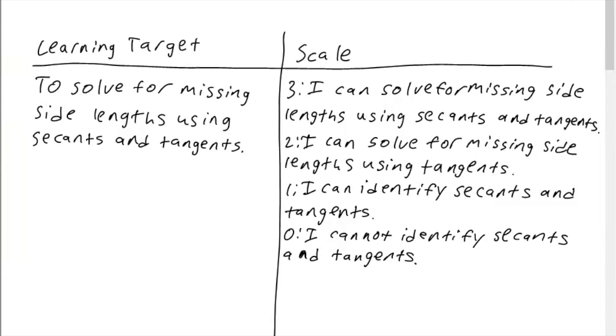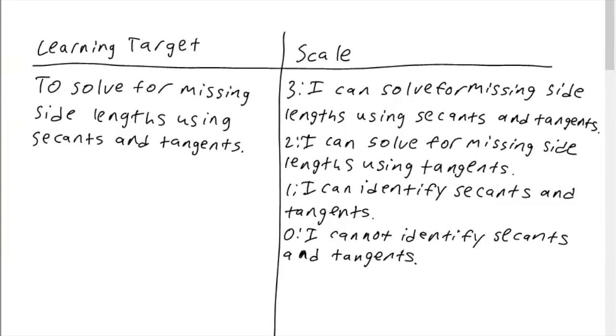The learning target for today is to solve for missing side lengths using secants and tangents. For a scale, you're a 3 if you can solve for missing side lengths using secants and tangents. You're a 2 if you can solve for missing side lengths using tangents. You're a 1 if you can identify secants and tangents. And 0, you cannot identify secants and tangents.